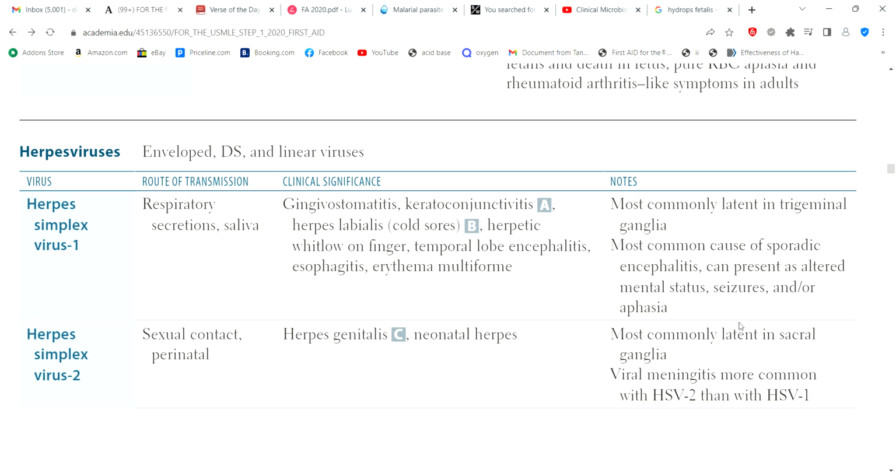HSV1 is the most common cause of sporadic encephalitis, which can present as altered mental status, seizures, and/or aphasia. Okay. So basically, what you have to know is that HSV1 is spread by saliva. If somebody sneezes, respiratory secretions. So many people have this because it's so easily spread. But yeah.